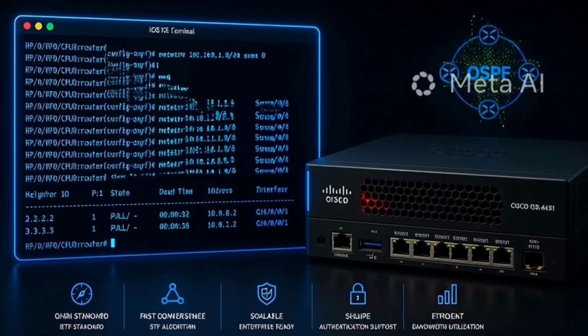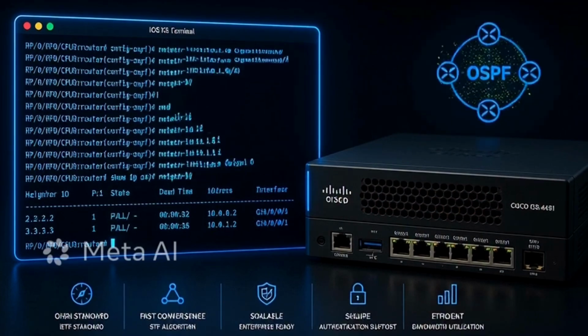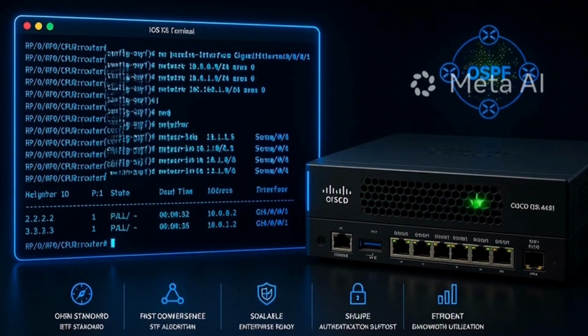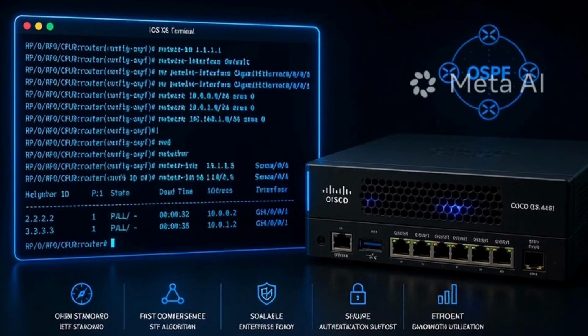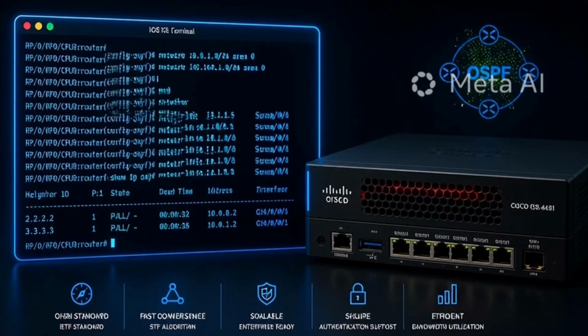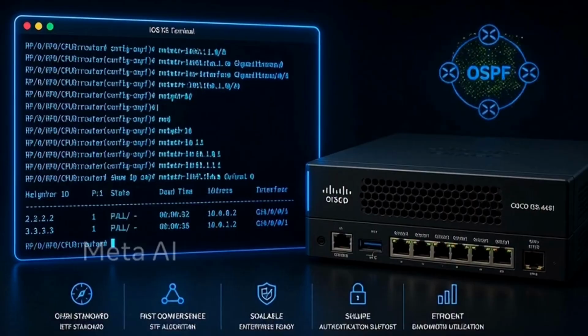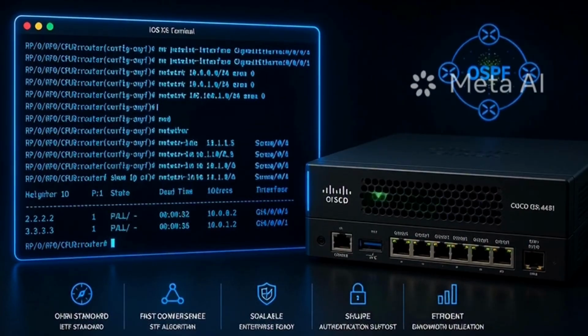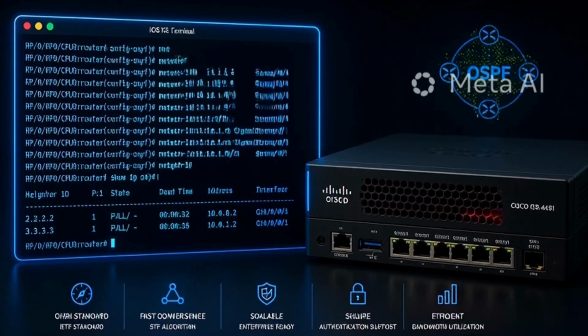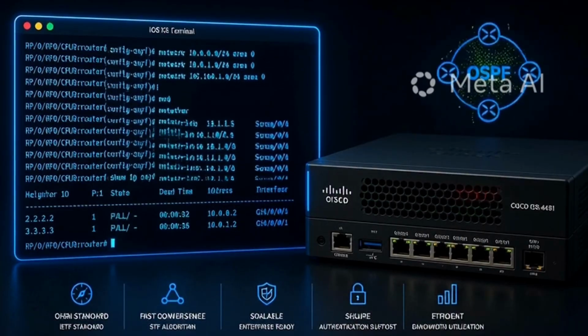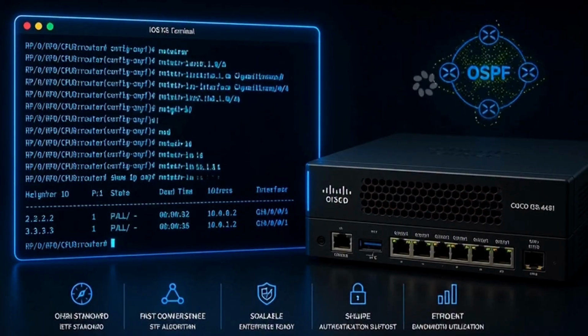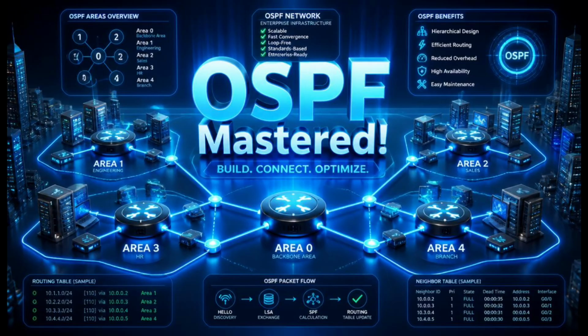So remember, OSPF discovers the neighbors with hello packets, shares the information using LSAs, builds a complete network map, runs the Dijkstra algorithm, chooses the lowest cost path, uses the DR and BDR to reduce the traffic, and uses area 0 to scale large networks.